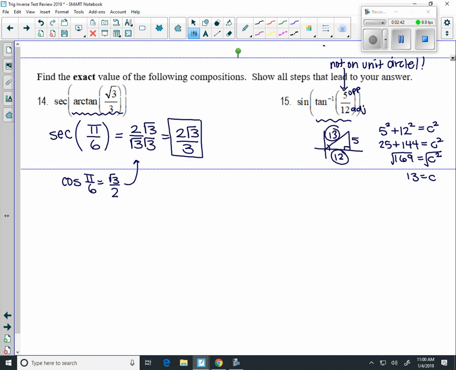So that middle part of the composition gives you the triangle to build. And the outside part tells you the ratio that you want. So we got the triangle from 5 over 12. And the fact that we were using tangent told us where to put the 5 and 12. And then sine tells us the ratio we want. From this, we want opposite over hypotenuse, which is 12 over 13. And that is our final answer.